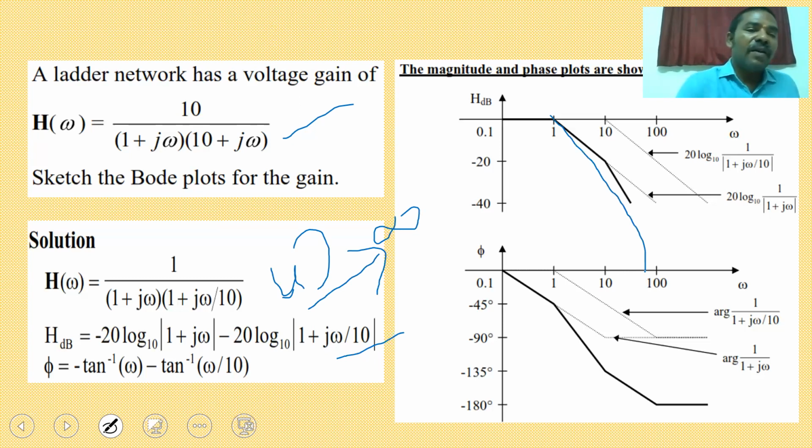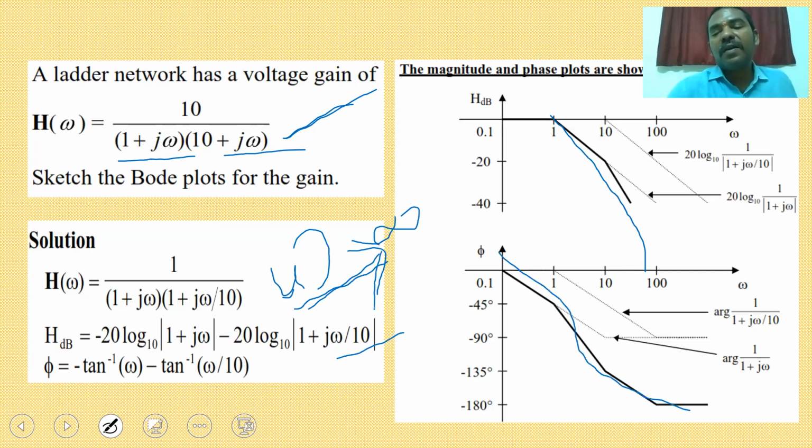So similarly for your given transfer function, the phase angle value is minus tan inverse of omega by 10. So by varying omega from 0 to infinity, this is your phase plot.